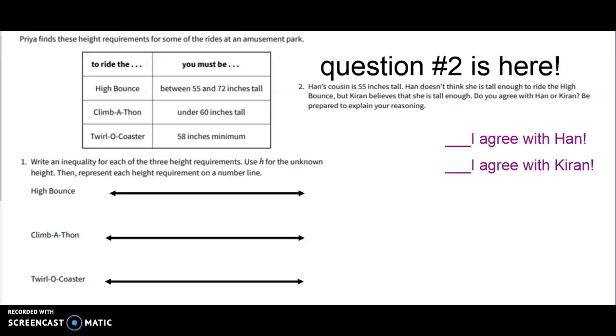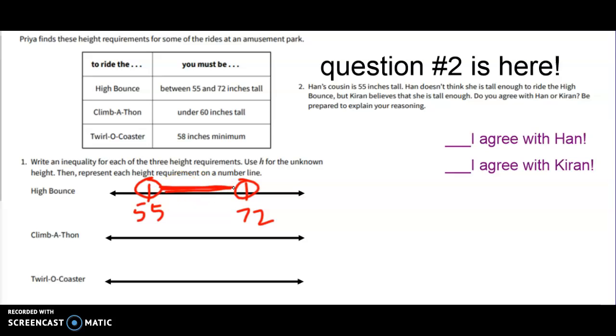Okay, so let's take a look. If the High Bounce is between 55 and 72, we will have to mark on our number line 55 and 72, and then we're going to make sure they're in between. We're not going to include 55 or 72. They're in between. So we want open circles, and open circles are going to say we're not going to include those, but everything in between we're going to include.